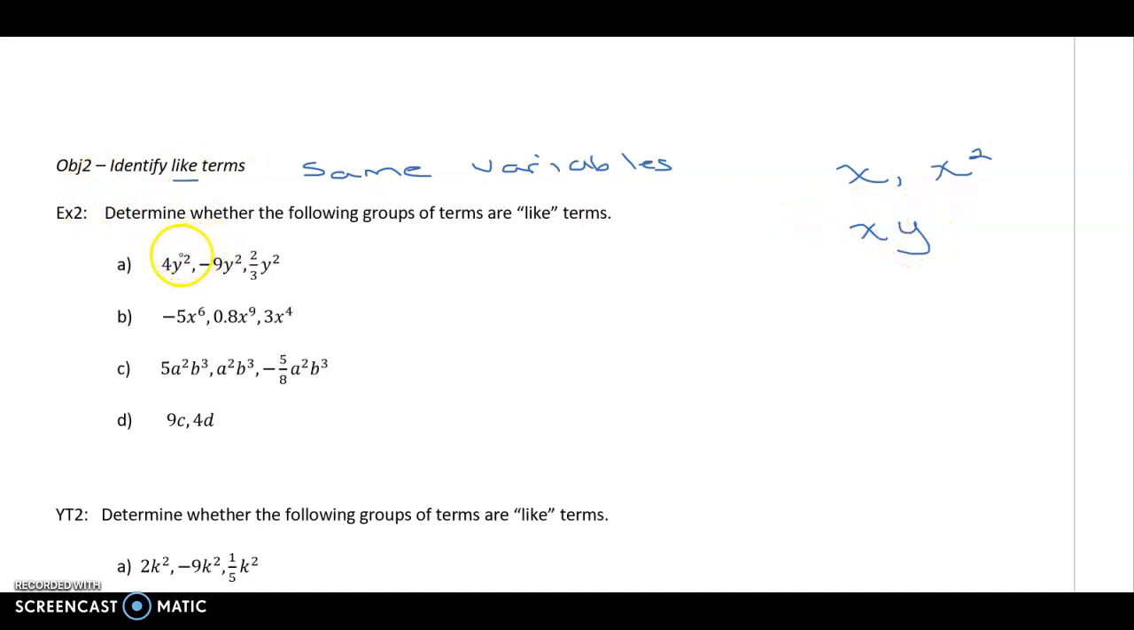So if we look at this first example, we see y squared in the first term, y squared in the middle term, and y squared on that last term. Those are considered like terms. If we look at the second example, we see x to the 6th, x to the 9th, and x to the 4th. Those are not like terms. They are not the same.